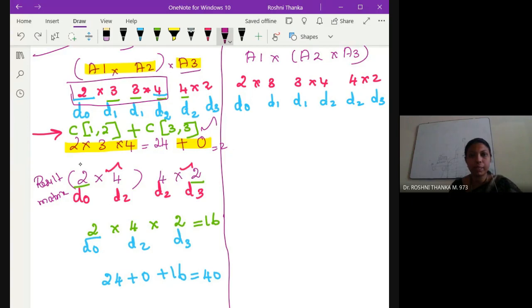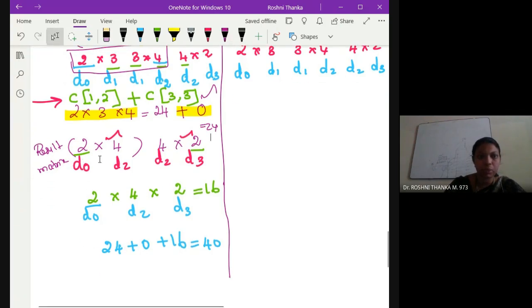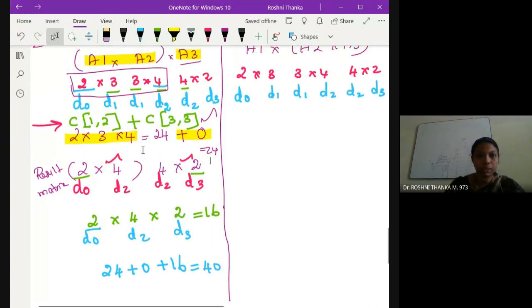After that, what we did is, after multiplying this, we got a resultant matrix. That is 2 cross 4, which is the resultant matrix. That is multiplied with the matrix A3. What is the dimension of A3? 4 cross 2.